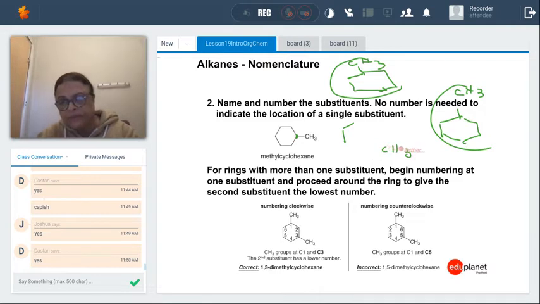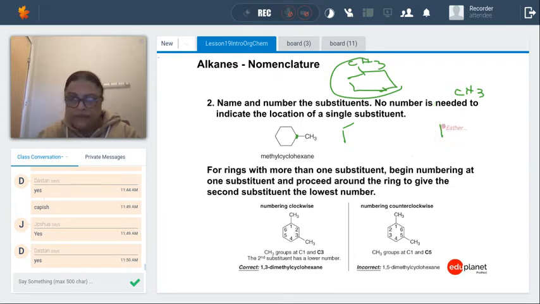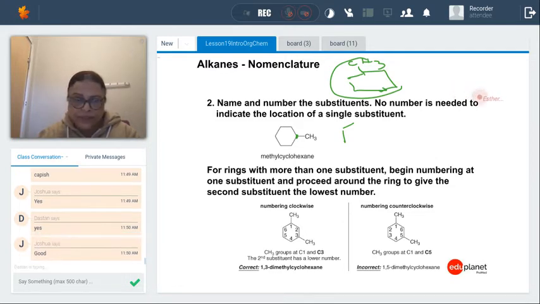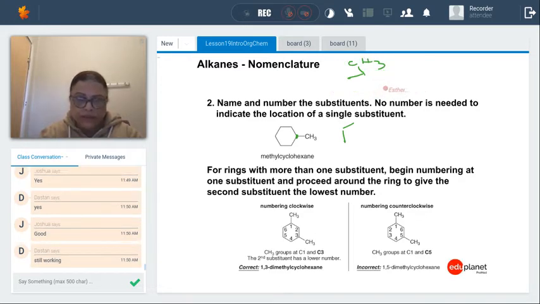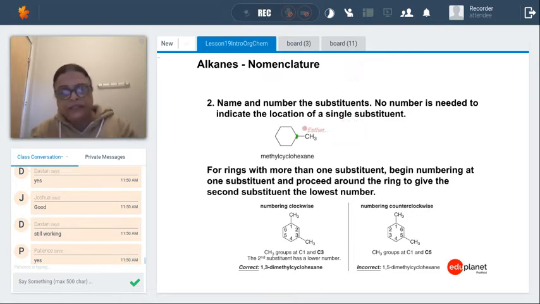But what if I have two methyls? Then things get complicated. By the way, how is the head? Head is good? Not exploding yet? Still working? Praise be the Lord. Patience, your head? Still working? Great. Okay, because this is not simple, to say the least.